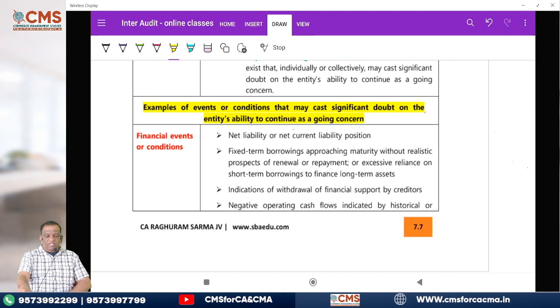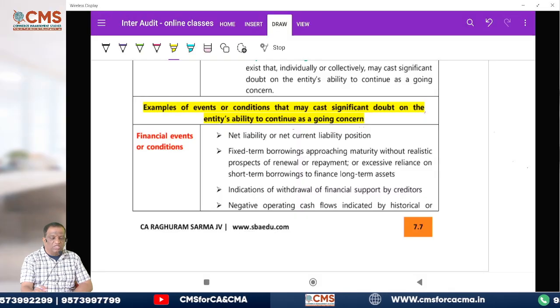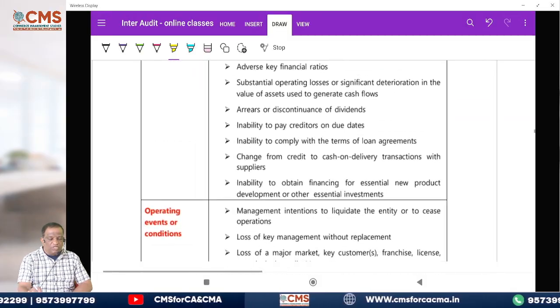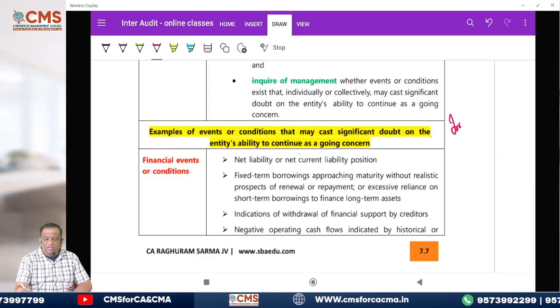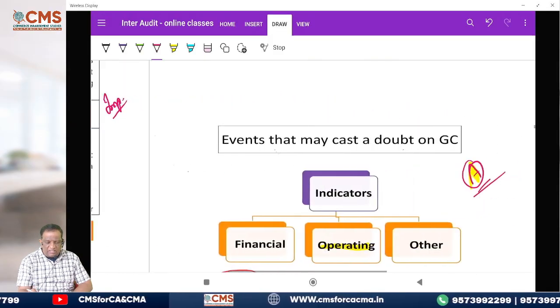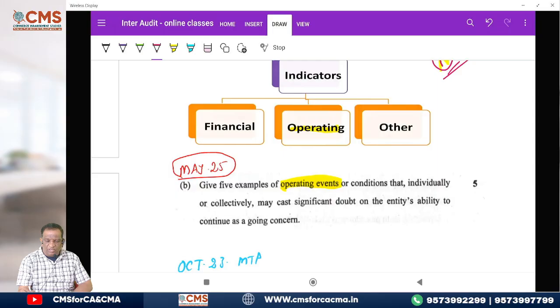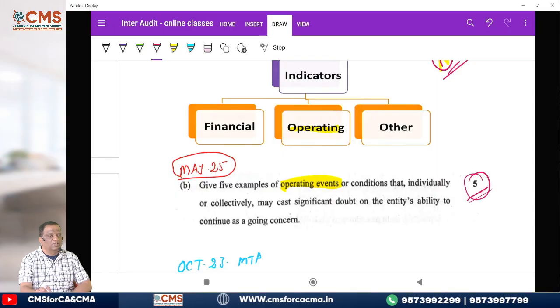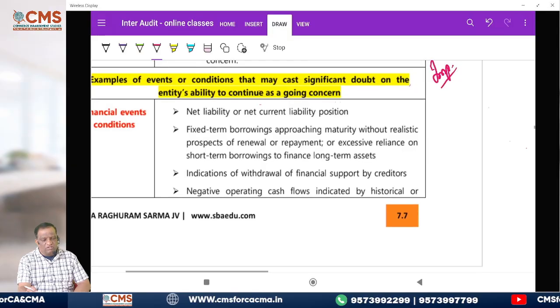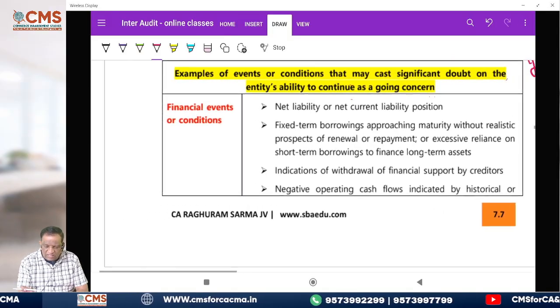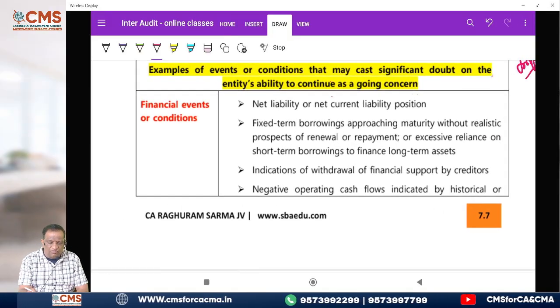So whatever examples we are seeing for financial events and operating events, this is the most important topic. And he is asking, as recently as May 25, you can't have more recent than that. And look at the marks, 5 marks. So you must read and relate. He can also ask you something a little different. First we will discuss, and then I will tell you the other set of questions.